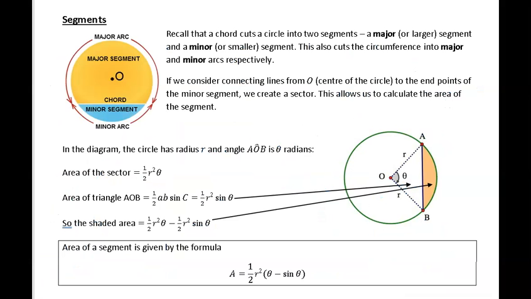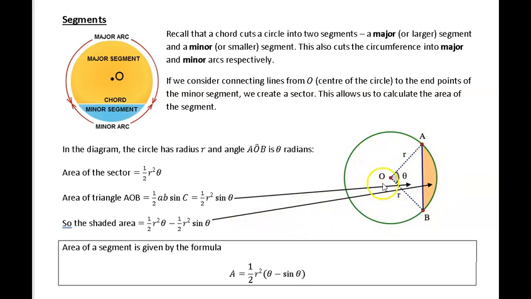Okay, we're going to look at segments. Now a segment, if we look at this diagram, is just a wee section of a circle which is cut off by a chord. So a chord is just a line which connects two points on the circumference of a circle. So here you can imagine this sort of peach colored wee bit is called the minor segment, and everything on the other side is called the major segment.